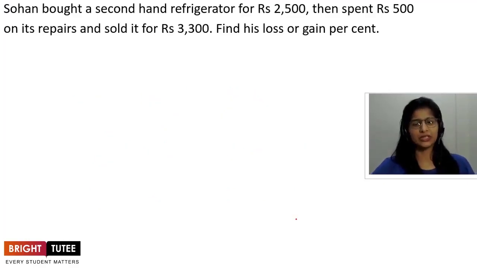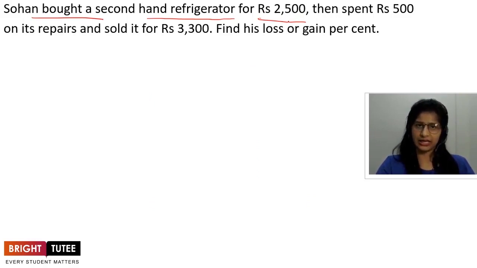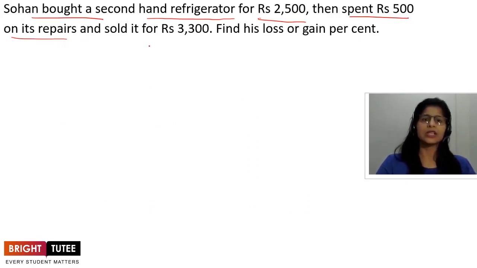As you can see, there is one question. Read it carefully and try to think of the solution. It says Sohan bought a second-hand refrigerator for rupees 2,500. Then he spent rupees 500 on its repairs and sold it for this amount, which is the selling price. We have to find the loss or gain percent.